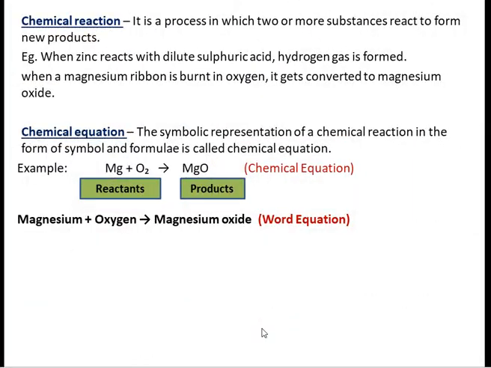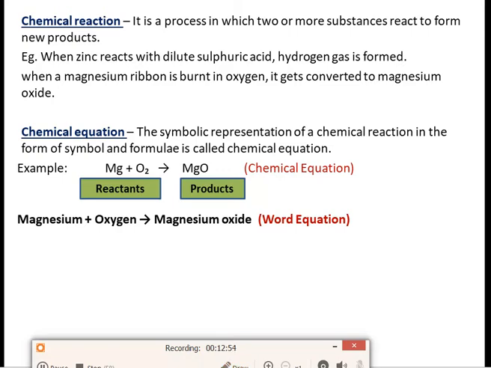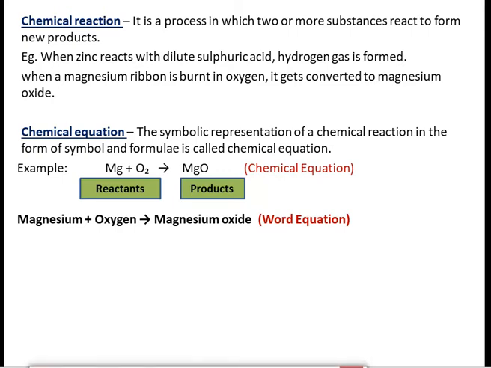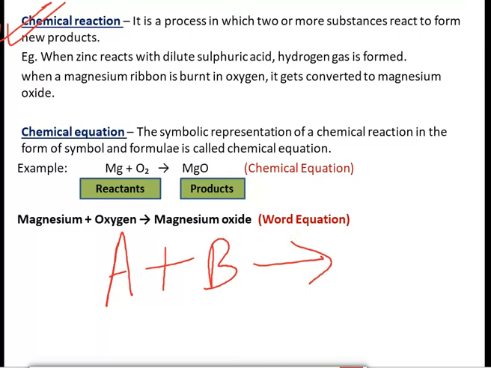Okay, and the next topic which we are going to read is chemical reactions. So what are chemical reactions? Now we came up with the main topic of this lesson. A chemical reaction is a process in which two or more substances react to form a new product. For example, we have two substances A plus B. They both are reacting to give us a product AB. So two substances are reacting together to give us a new product, that is AB. So this is a chemical reaction.